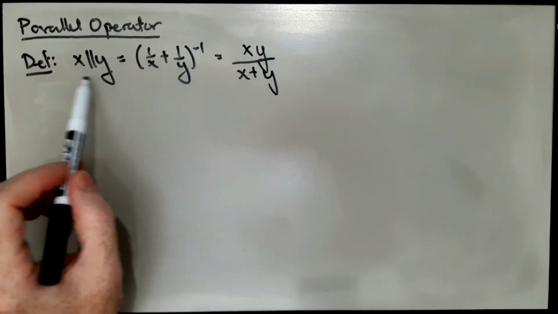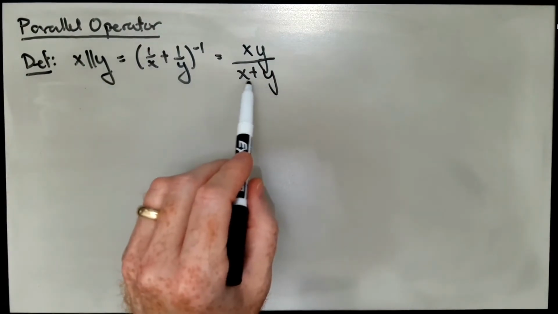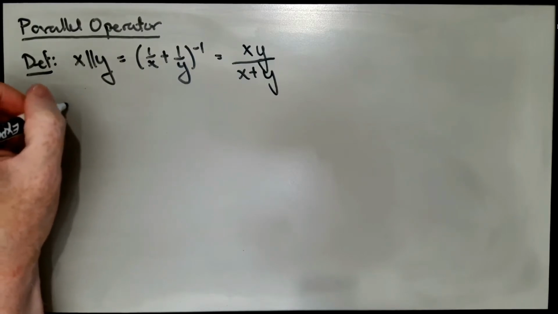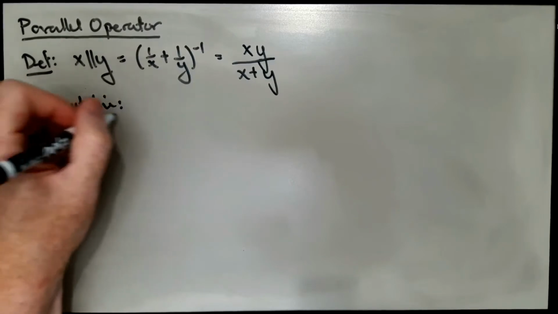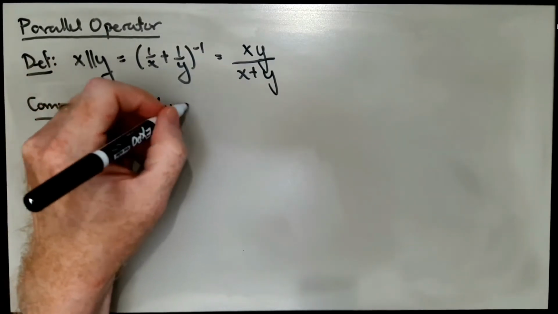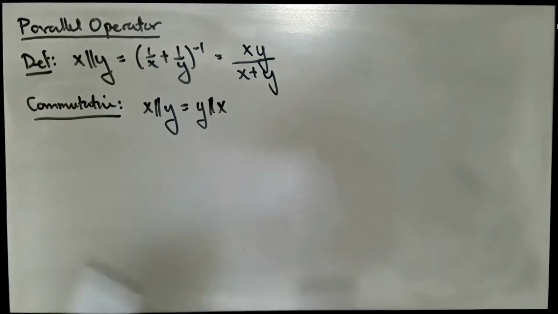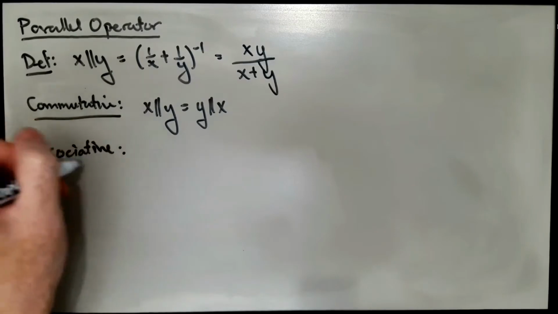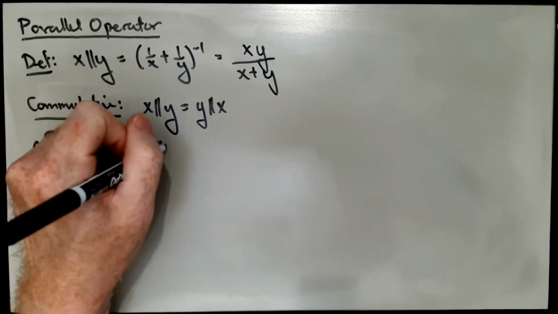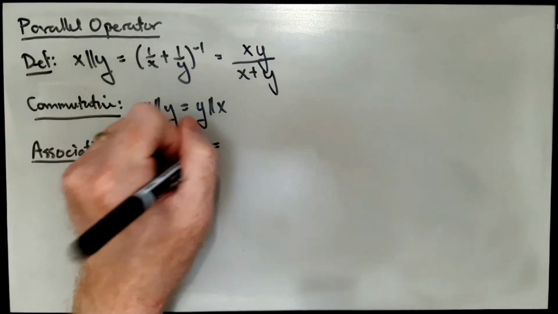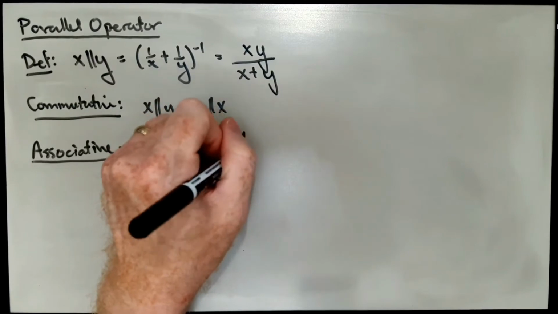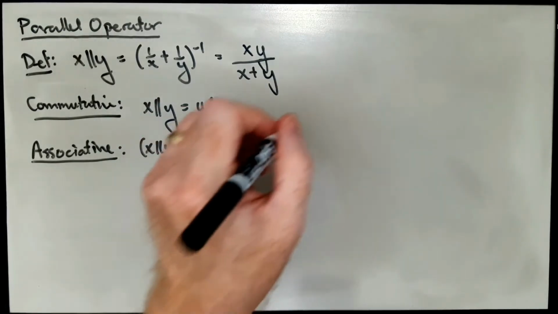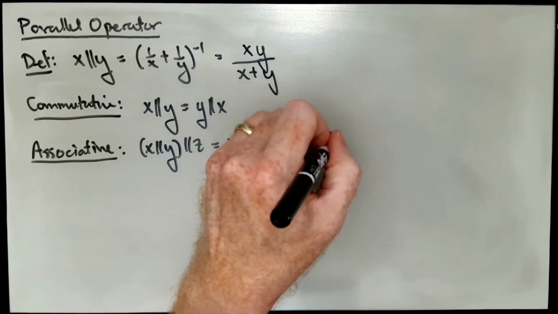And so it's pretty obvious from just the symmetric nature of this expression that the parallel operator is commutative, which means that x parallel y is equal to y parallel x. It's associative, which means that if we had x parallel y, and then that paralleled with z, that would be equal to x parallel y parallel z. And because that's true, we can unambiguously drop the parentheses and just say that's x parallel y parallel z.